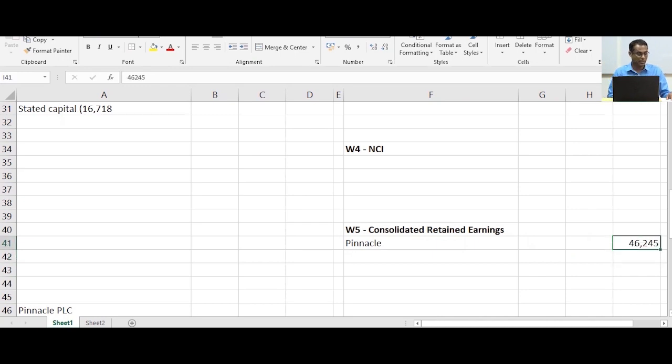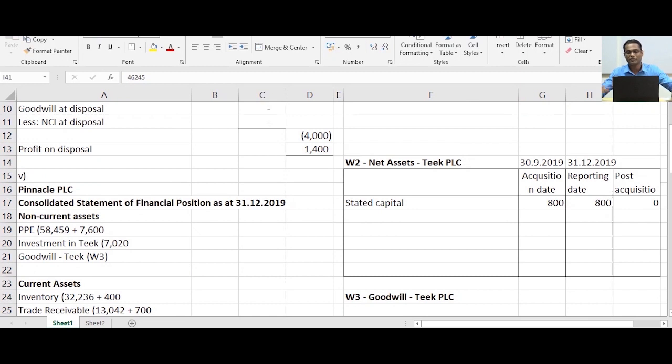That is the retained earnings of the parent entity. Then the retained earnings of the subsidiary you take to the net asset table. Now in the net asset table, all the equity items of the subsidiary you take to the net asset table. So how much are the reserves of the subsidiary TEEC as at 31st December 2019? 7,900.